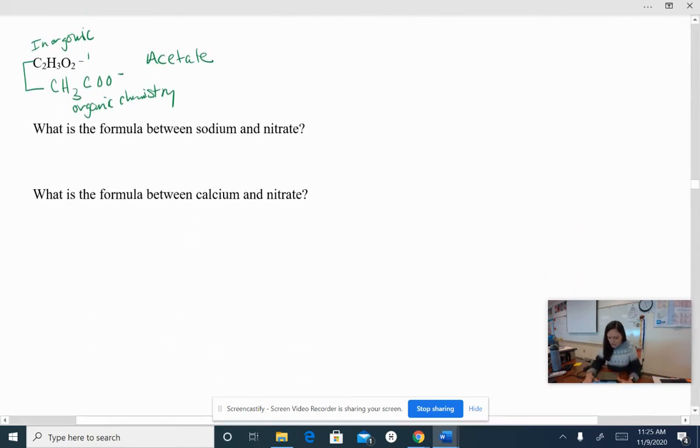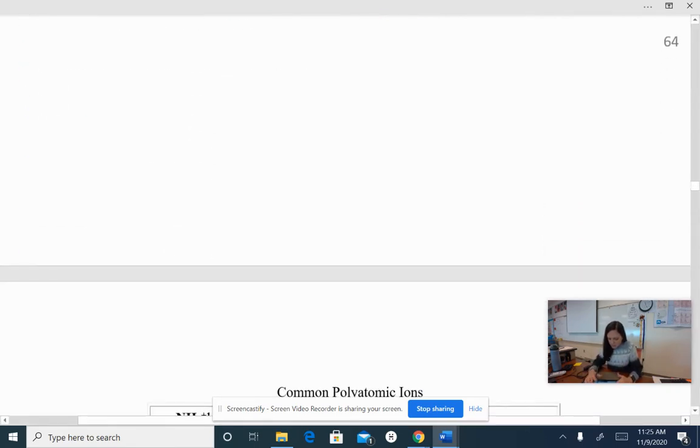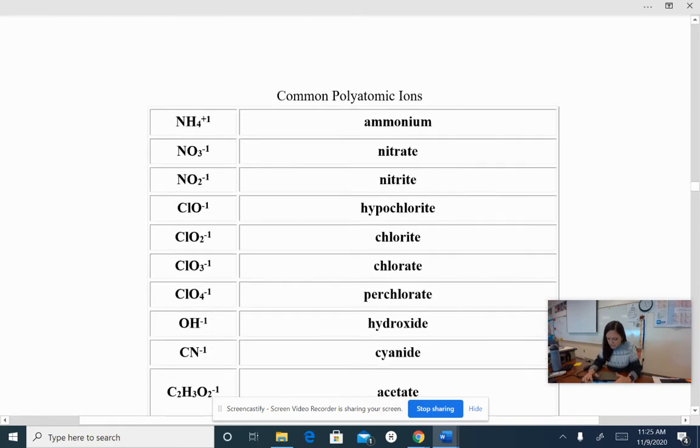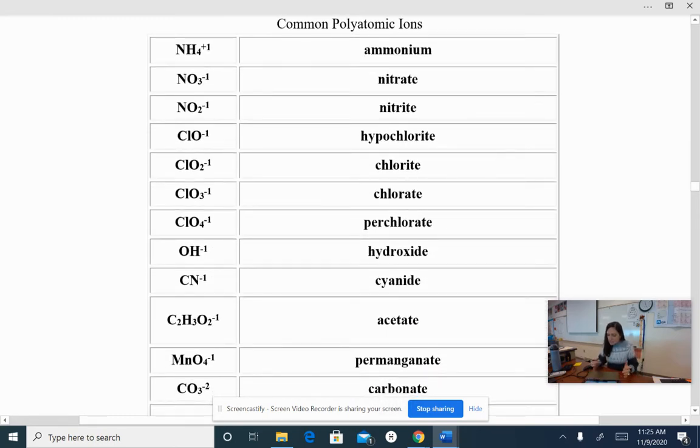I want to just skip a little bit and go to these polyatomic ions. This is a list of polyatomic ions and their charges so that you can have a list. And yes, I will be giving you a list to reference when you have quizzes. So don't worry that you have to memorize it, okay? So let's go through this really quickly.